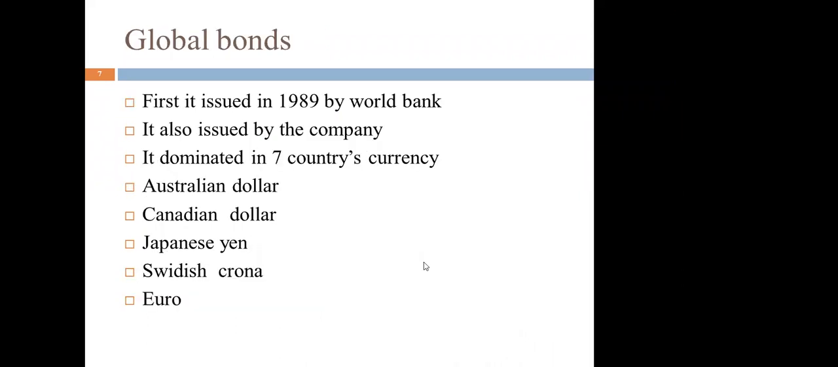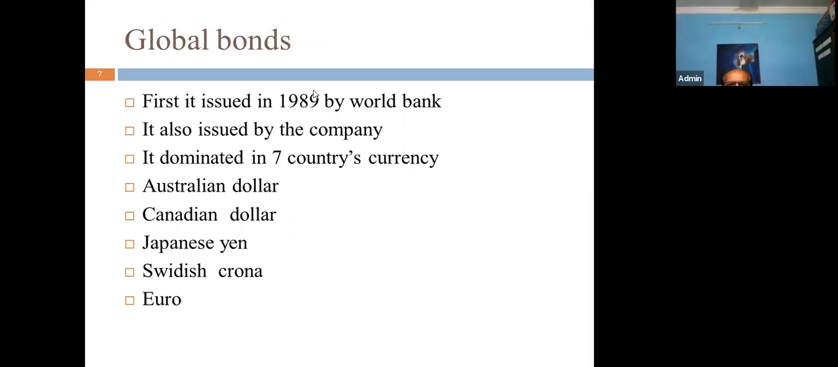Now, we discussed foreign bond and euro bond, now this global bond. Basically, these global bonds are issued by the World Bank. Since it is a global bond, it was first issued in 1989 by the World Bank. So the World Bank was the first to issue this global bond in the year 1989. Later on, these global bonds were also issued by companies, not only the World Bank, but the beginning was done by the World Bank.